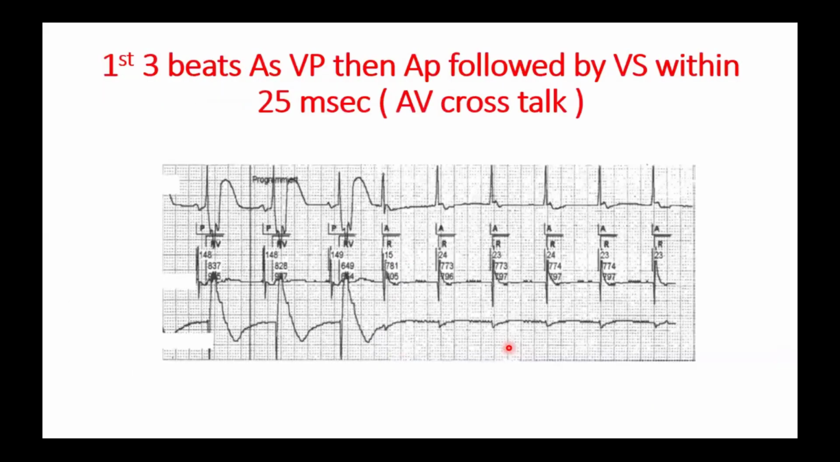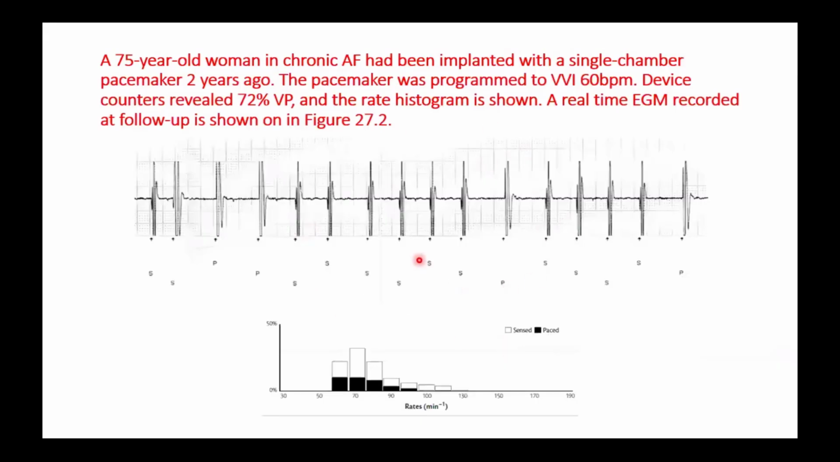This is a difficult question, actually. This is a 70-year-old female with chronic atrial fibrillation and a single chamber pacemaker. She's programmed to VVI at 60 beats per minute. Actually, you can appreciate her pacing of 72%. Here's the rate histogram and here's the interrogation. There is pacing at higher than the lower rate. There is sensing, but here's pacing at a rate higher than the lower rate.